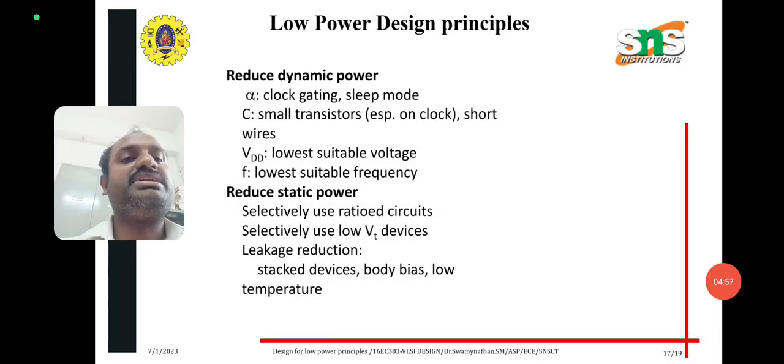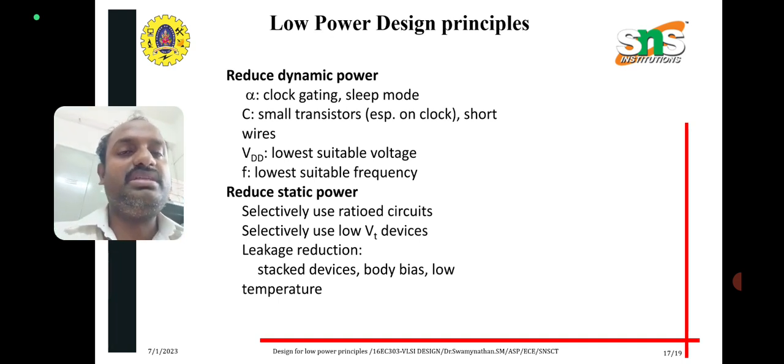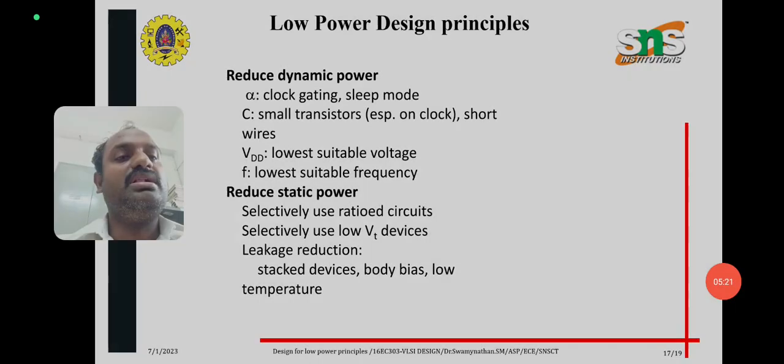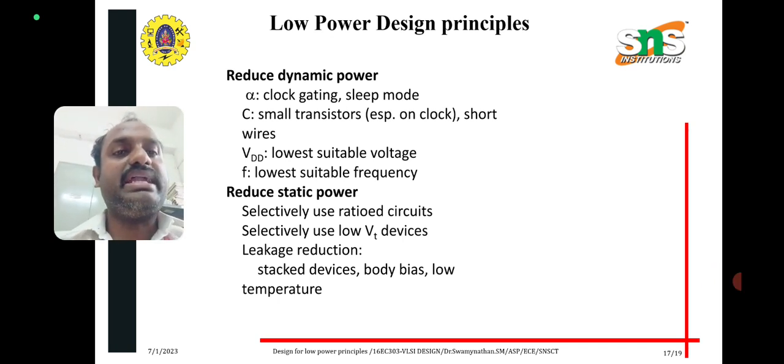And next, leakage reduction. Leakage reduction plays a vital role in finding the stacked device. Next, the body bias condition, which means the substrate is connected to the upper or lower supply. If connected to VDD, it is connected to the power, and if connected to ground, it is grounded. It is also useful for low temperature. So this is the method for static power reduction. These are very important low power design principles.